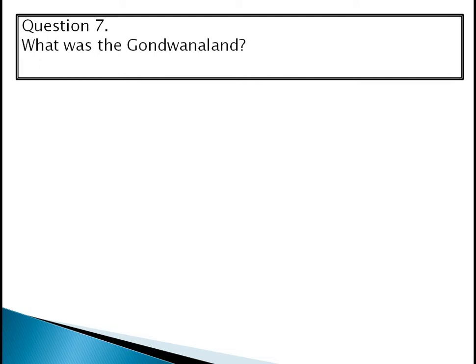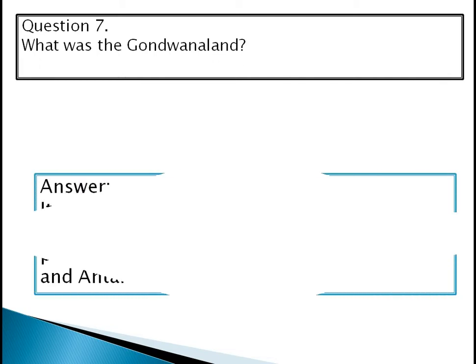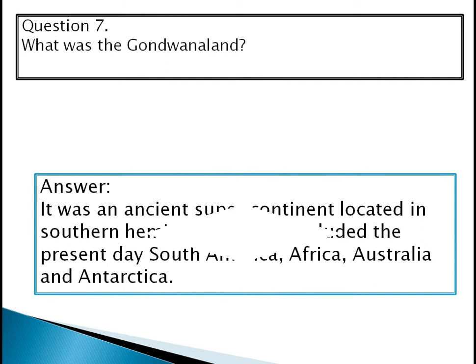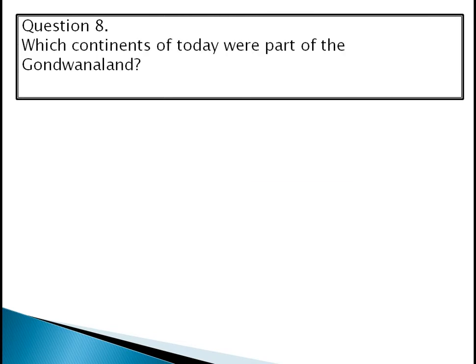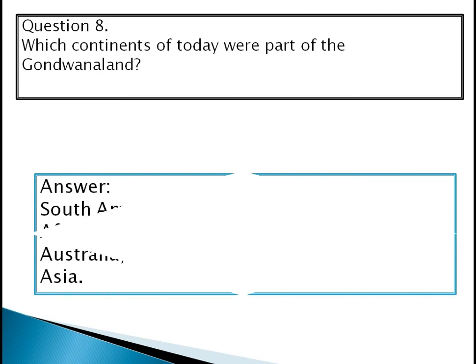What was Gondwana land? It was an ancient supercontinent located in the southern hemisphere, which included present day South America, Africa, Australia and Antarctica. Which continents of today were part of Gondwana land? Again, please check: South America, Africa, Australia and Antarctica.